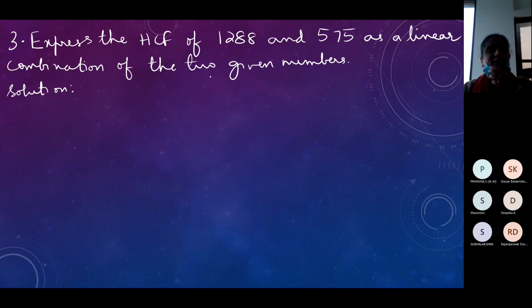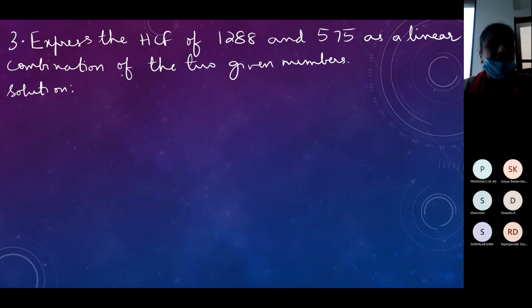This is not a likely question for you because you do not have Euclid's division lemma. But we have to do this using EDL. But if at all they go beyond the syllabus, this one question can be asked. So we'll just do this to be safe. It's a very simple thing. Okay, let's start. So express the HCF of these two numbers as a linear combination.